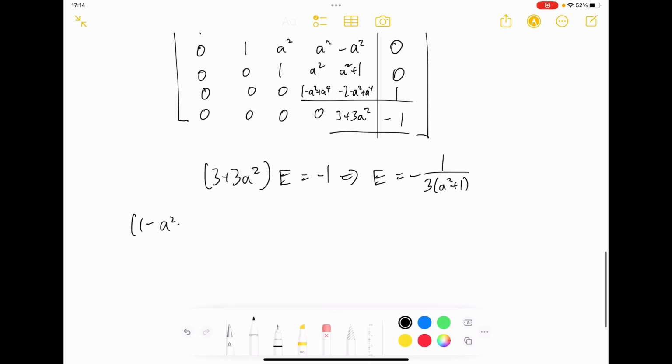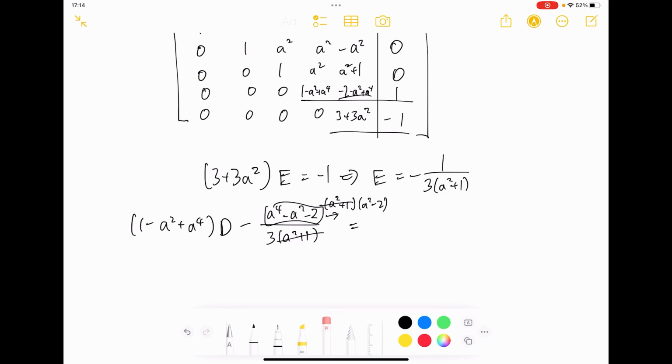1 minus a squared plus a to the 4th times d, plus this bit times e, but e is negative, so negative 3a squared plus 1 times a to the 4th minus a squared minus 2. Hope you can see I just reordered that. This is factored into a squared plus 1 times a squared minus 2, this bit. So we can cancel out an a squared plus 1. This equals 0 due to, no, this doesn't equal 0, this equals 1 due to this.